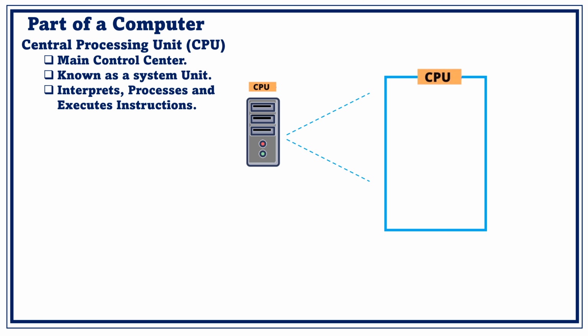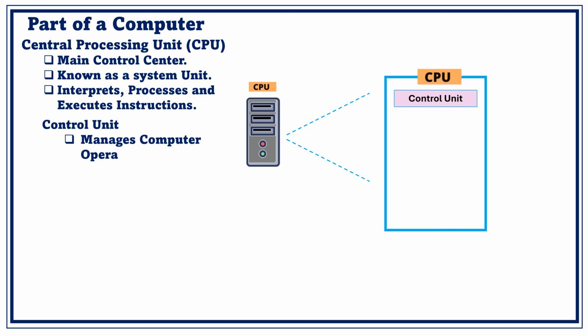Let's also go deeper into looking at what is contained within the central processing unit. We have the control unit. And what does the control unit do? It manages computer operation by fetching instructions from the CPU memory and translating them into control signals, meaning signals that the computer can understand.